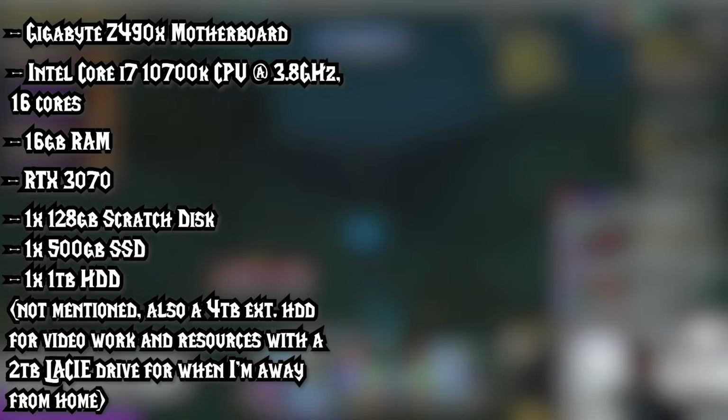Okay, this PC has a Gigabyte Z490 Gaming X motherboard with an Intel i7-10700K CPU at 3.8 GHz, 16 CPUs, 16 GB of RAM, and a Nvidia RTX 3070. It's got one 128GB hard drive in for the OS, a 500GB SSD for games, and a 1TB HDD for everything else.